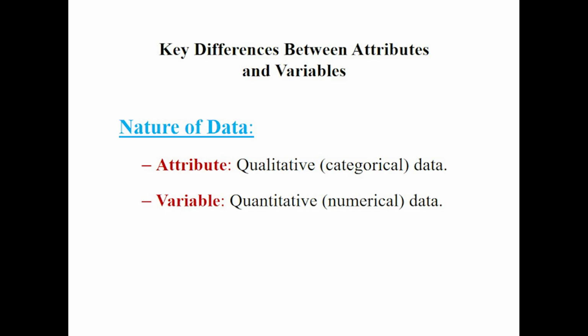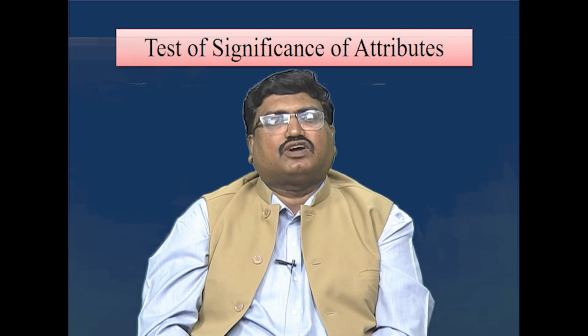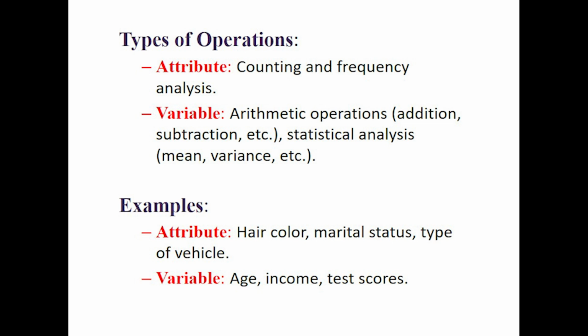Now, the key difference between an attribute and a variable is that attributes are qualitative, they are categorical data, and variables are quantitative or they are numerical data. Now, for the type of operations, for attributes we do counting or frequency analysis. For variables we can do addition, subtraction, and find statistical analysis like mean, variance.